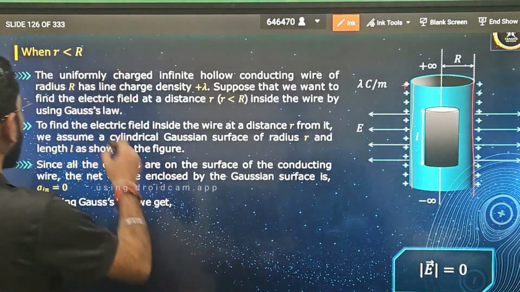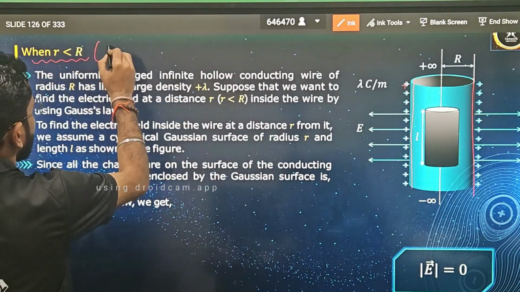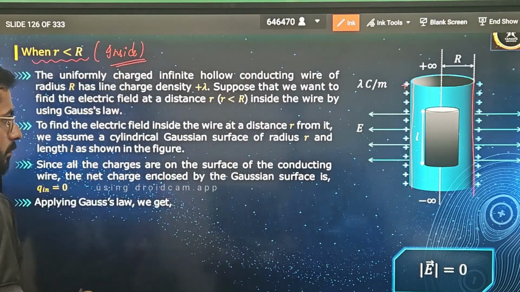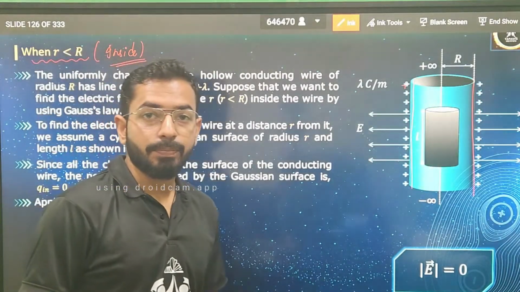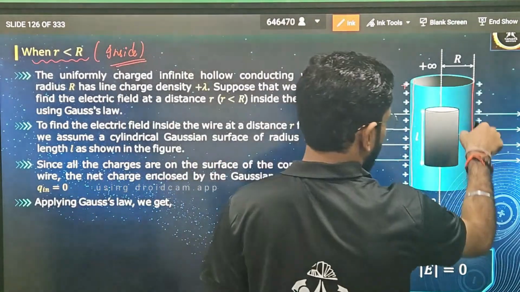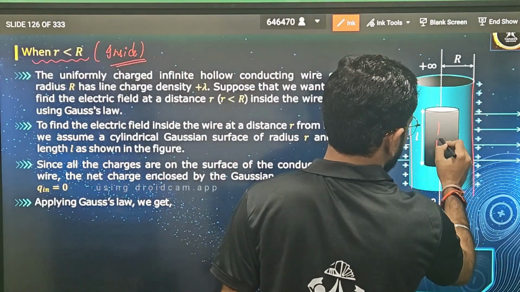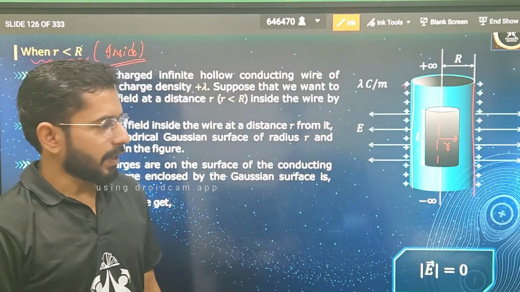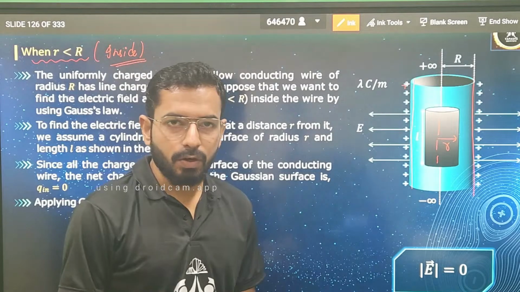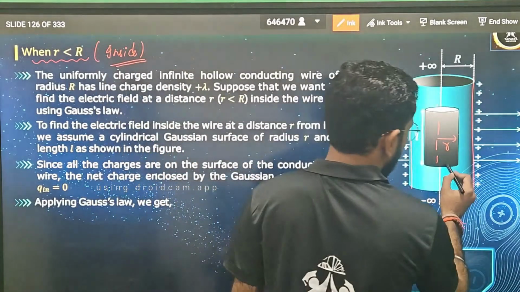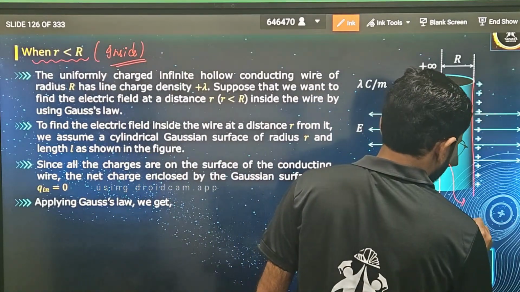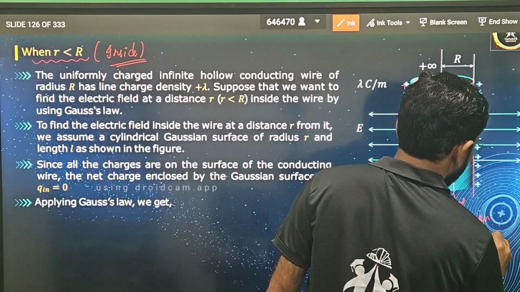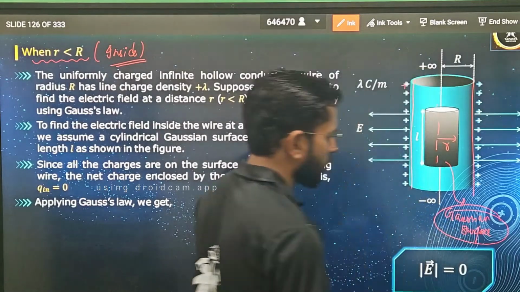In the first case, I want to calculate at an inside point where r is less than capital R. How will I calculate for an inside point? What is the first step? Inside point means I want to check at some distance r what will be the electric field. What I will do is simply draw the Gaussian surface first. I have drawn a cylindrical surface. This is your Gaussian surface.